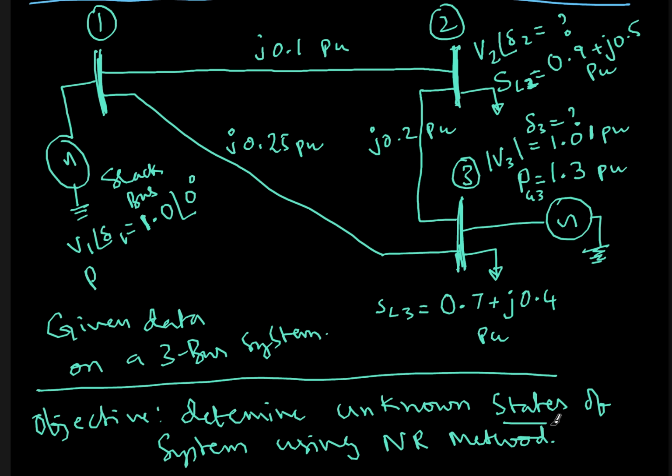So what do we mean by states? States are nothing but the voltage magnitudes and voltage angles of all the three buses. So there are 3 buses, so I have 6 states: V1, V2, V3, delta 1, delta 2, delta 3. But some states are known, some states are unknown. So let's begin our solution.